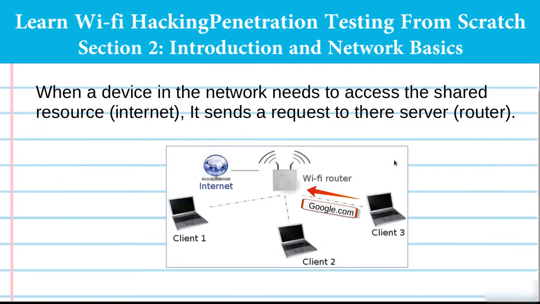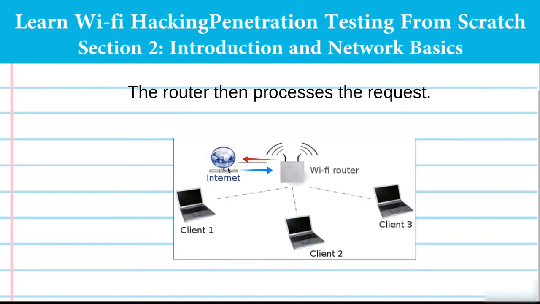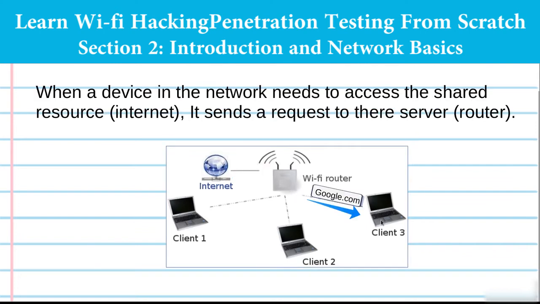So whenever client 3, for example, wants to open google.com, it sends a request to the router asking for google.com. The router goes to the internet, grabs google.com, and then forwards it back to client number 3. So client number 3 does not have direct access to the internet. It has to go through the router, and the router brings the request and sends the response back to client number 3.